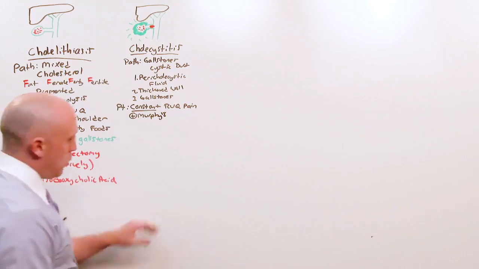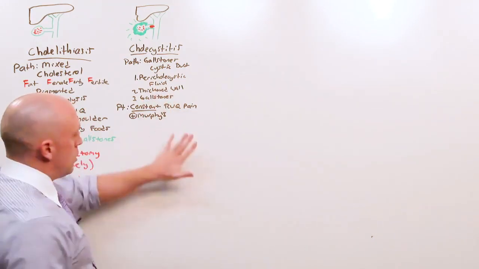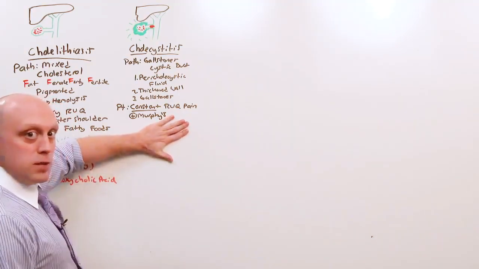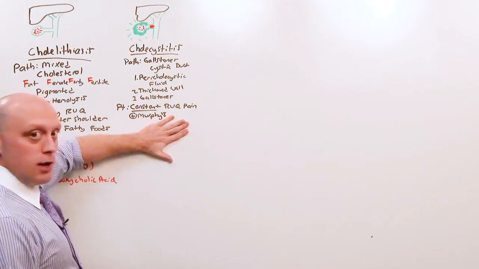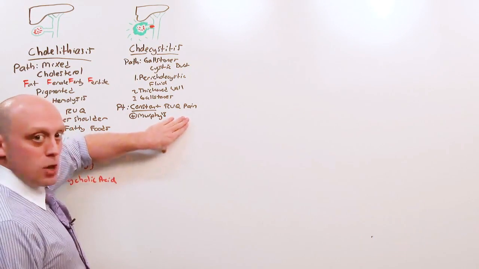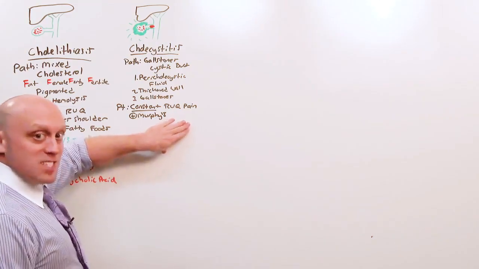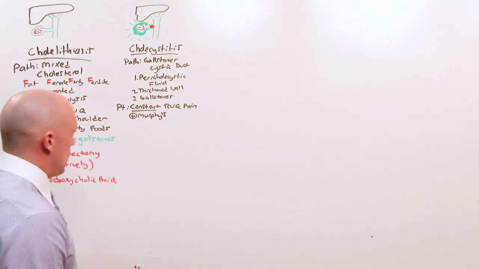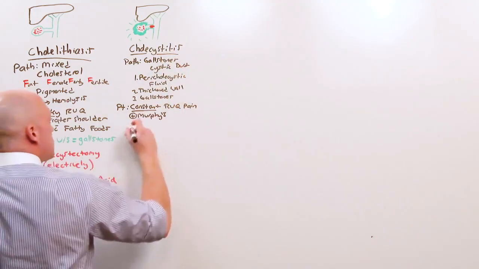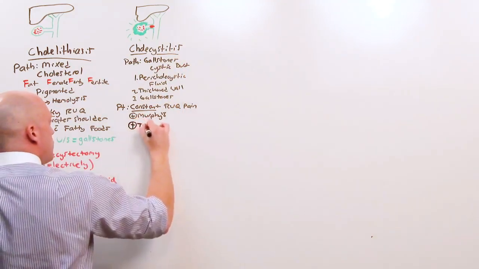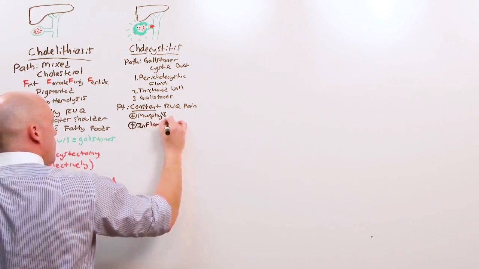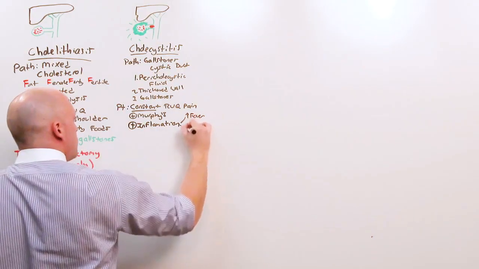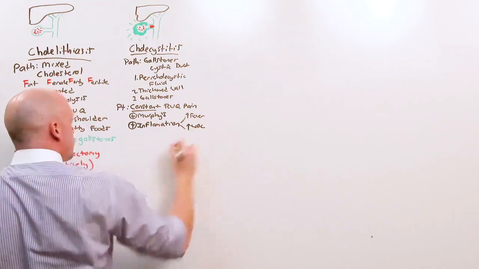To do the Murphy sign appropriately, picture the board is a person, you put your hand on their ribs and your thumb over their liver. You have them take a big deep breath and let it all out. Then you jab your thumb into their gallbladder and have them do it again. If they stop breathing because of the pain, the arrest of inspiration, positive Murphy sign. And now because you've got itis, you have inflammation. Which means you'll have a mild fever and a mild leukocytosis.